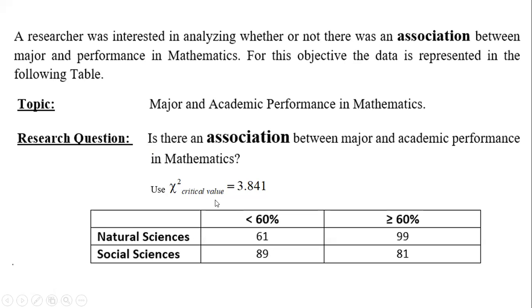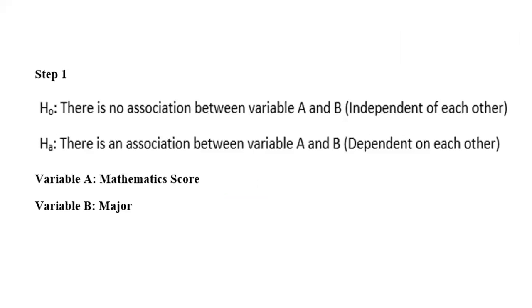Now, every research question has possible answers called hypotheses. So if a question is asked, is there an association between major and academic performance in mathematics? Step number one: a possible answer is that there is no association between academic performance and major. And another person could answer, well, there is an association between major and mathematics performance.